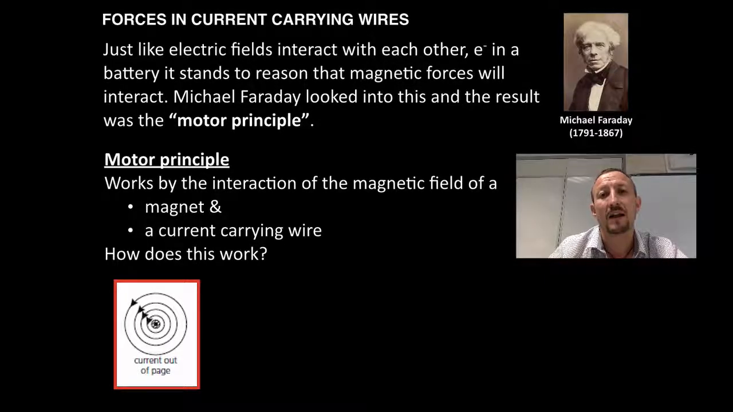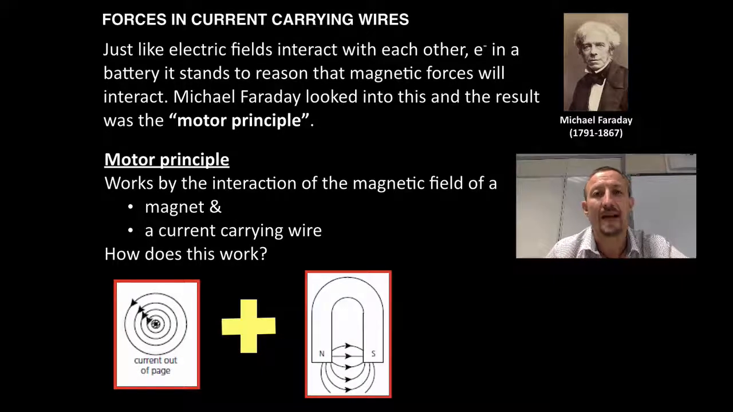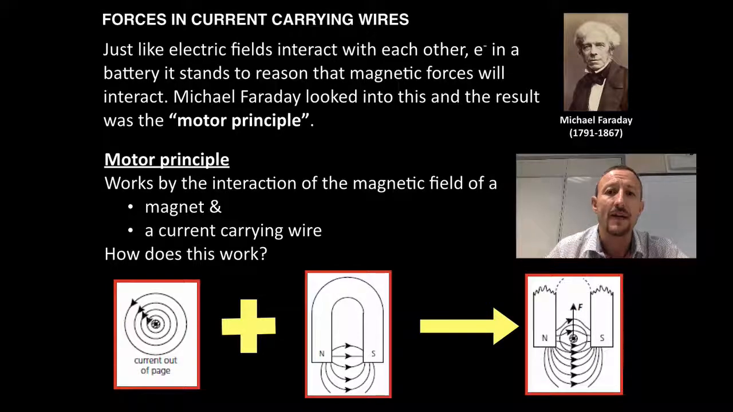We now need to place this in a magnetic field. So we've got a horseshoe magnet, which has a north and a south pole, and we can see that the magnetic field lines for that magnet are running from north to south. They're running from left to right. So let's put the wire inside the magnetic field and see what happens. Well, we get a scenario that you can see in the bottom right-hand corner.